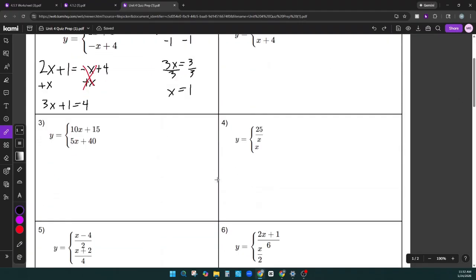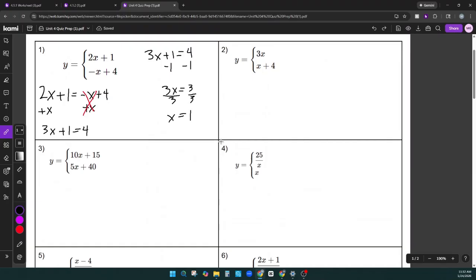Okay? Now, with that being said, there is one type of problem that I also want to go over. And I think number 4 is a good example of that. So my setup's the same. I want to make sure my two equations are equal to each other. So this is 25 over x is equal to x. One equation is now equal to the other. But I have an x in my denominator. And we haven't seen that kind of problem before this week. But because we know our rules about fractions, we are very equipped to deal with this.